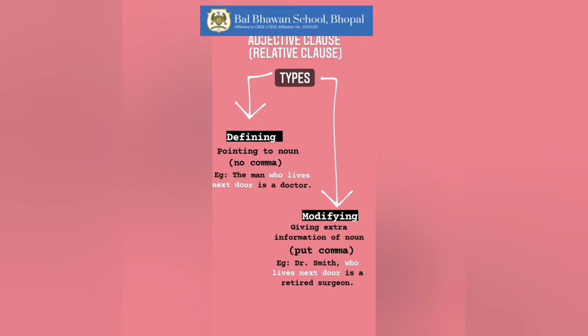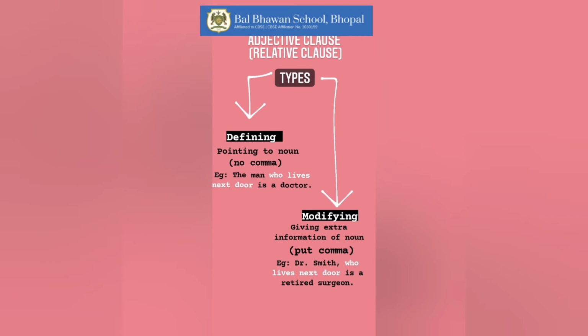Whereas the modifying adjective clause, modify means to change, right? So a modifying adjective clause gives us extra information about the noun. Therefore, it contains commas. For example, Dr. Smith, who lives next door, is a retired surgeon. Why? Because here the adjective clause who lives next door is giving us some more information about Dr. Smith. Who lives next door, is a retired surgeon, is the extra information about Dr. Smith.